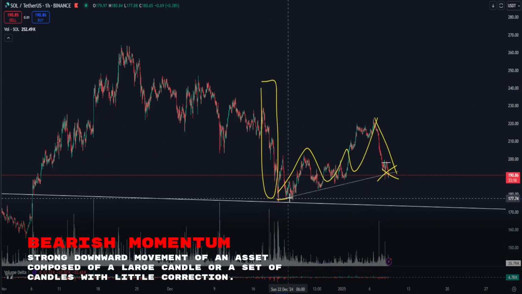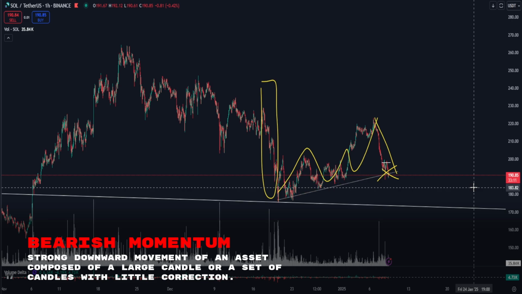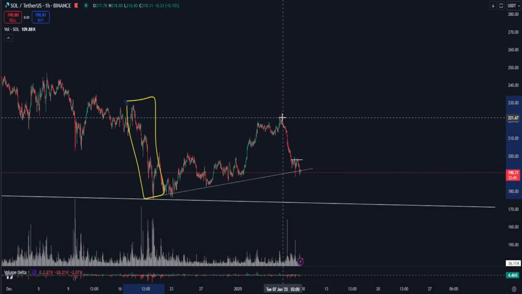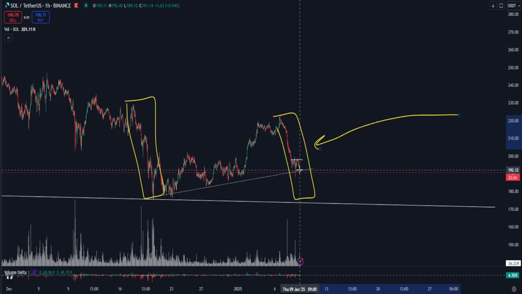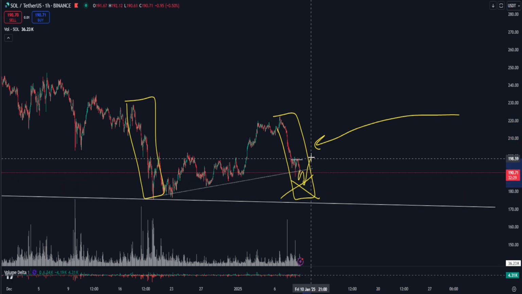This corrective pattern seems to have ended as the price has reconnected with the trend line. So what are we expecting? We're watching to see if the price decides to aim for a replica of the original impulse. However, as with the previous asset, we're expecting this replica to fail before continuing its upward move.